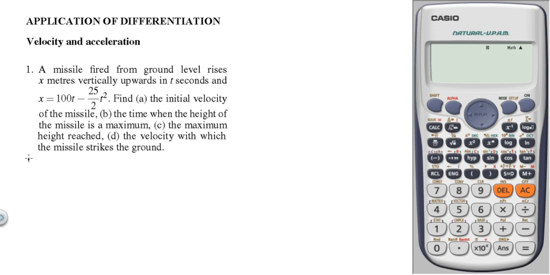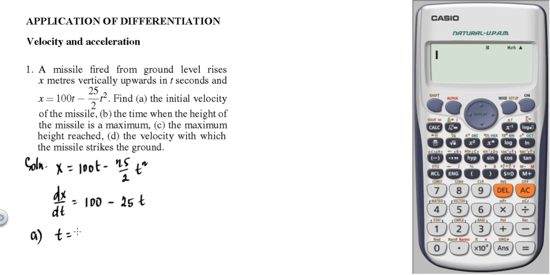Okay, so for your solution, let's write the equation. x is equal to 100t minus 25 over 2, then t squared. If you differentiate this x with respect to time, that is the velocity. So dx over dt equals 100 minus the derivative of this, 25 over 2 times 2t, or 25t. There. So, initial velocity, A.